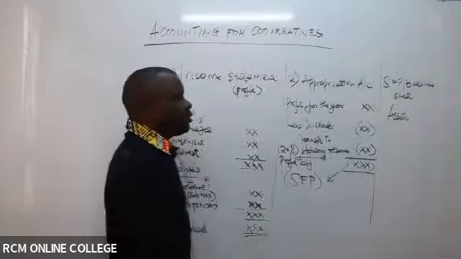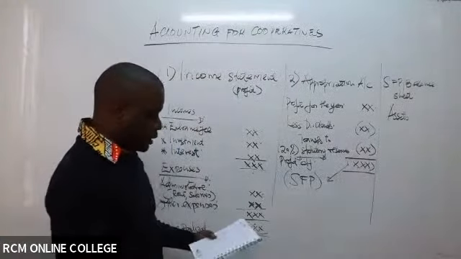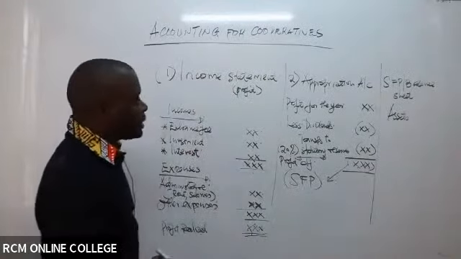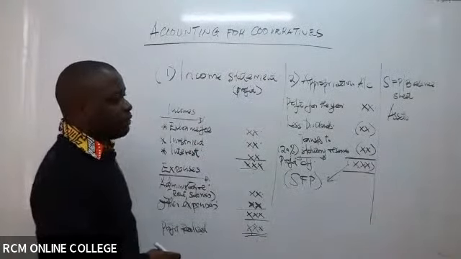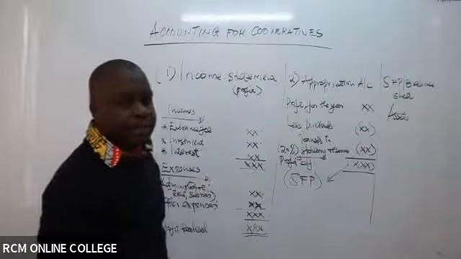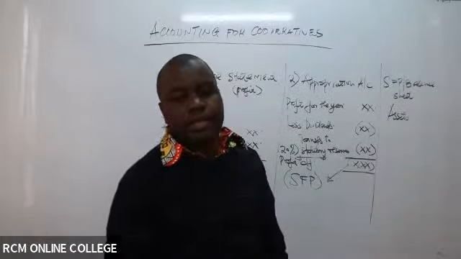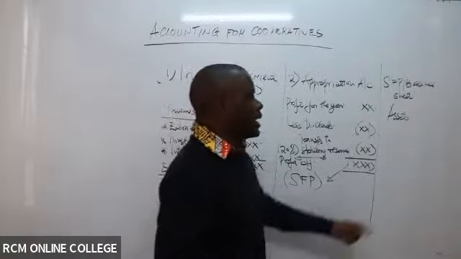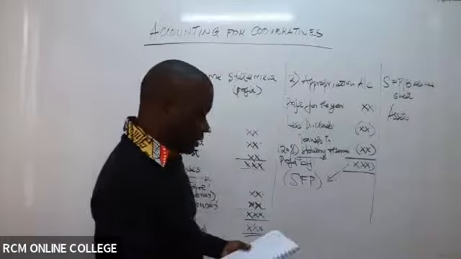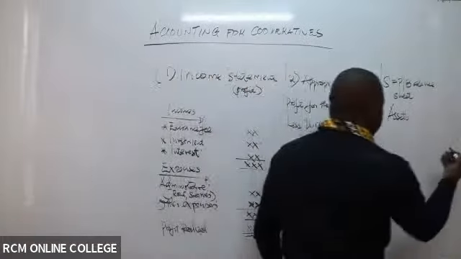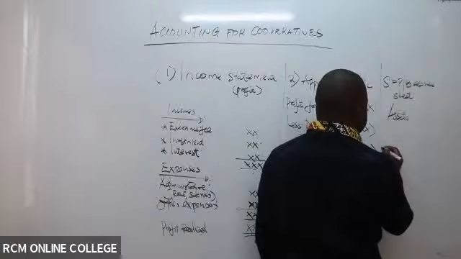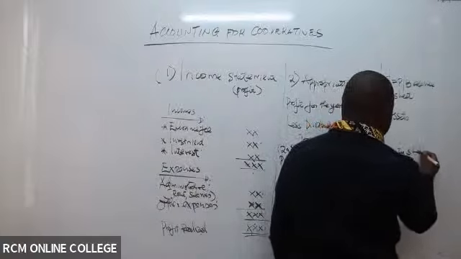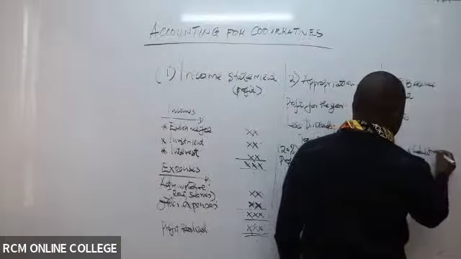Part of what is also very key here is that sometimes the cooperative might end up giving loans to the members. If it has given loans to the members, then of course, this will be part of the assets of that particular cooperative society. So we'll have assets, and in this case, we'll have equity and liabilities.